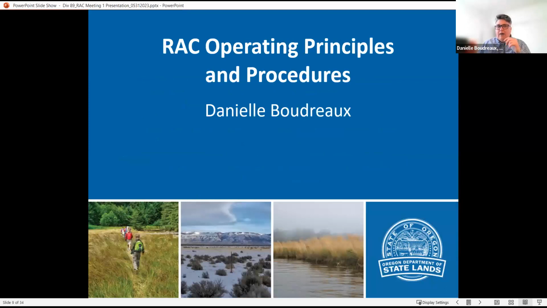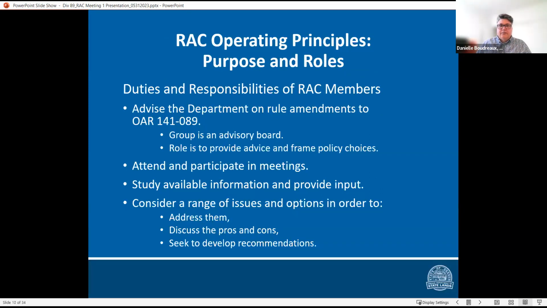So now I'll move into the RAC operating principles and procedures. So the duties and responsibilities of the RAC members are to advise the department on rule amendments to OAR 141-089, which you'll often hear us refer to as Division 89 or just the general authorization rules. The group is an advisory board, and the role is to provide advice and frame policy choices. We expect RAC members to attend and participate in the meetings, to study available information and provide input, and consider a range of issues and options in order to address those, discuss the pros and cons, and seek to develop recommendations.